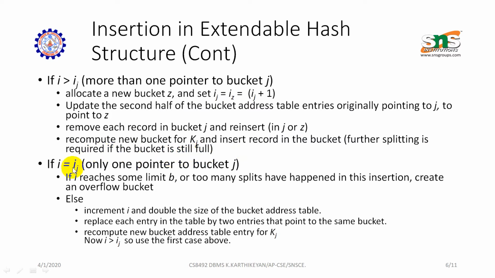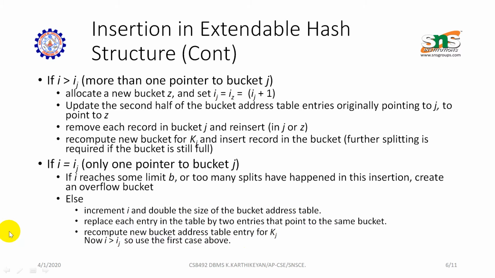Further split the bucket if it is still full. If i equals i_j, only one pointer points to bucket j. If i reaches some limit b, or too many splits have happened in this insertion, create an overflow bucket. Else increment i and double the size of the bucket address table. Replace each entry in the table by two entries that point to the same bucket, and compute the new bucket address table entry for Kj. Now i is greater than i_j, so use the first case above.